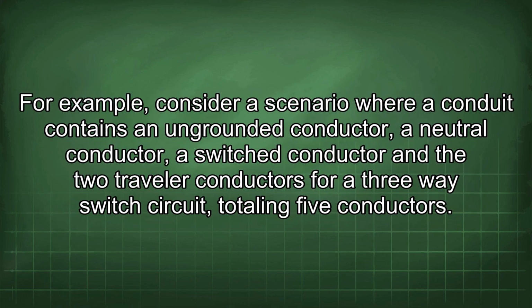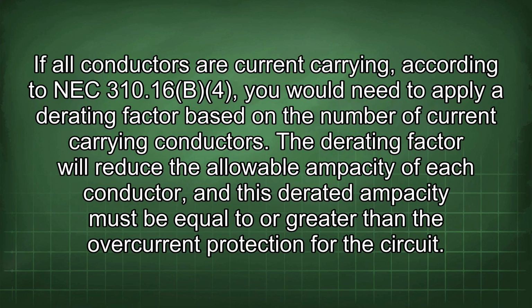lighting load. For example, consider a scenario where a conduit contains an ungrounded conductor, a neutral conductor, a switched conductor, and the two traveler conductors for a three-way switch circuit, totaling 5 conductors. If all conductors are current carrying, according to NEC 310.16(B)(4), you would need to apply a derating factor based on the number of current carrying conductors.